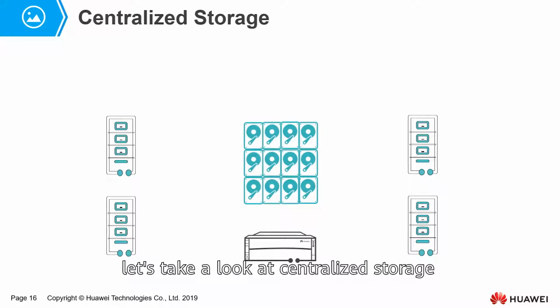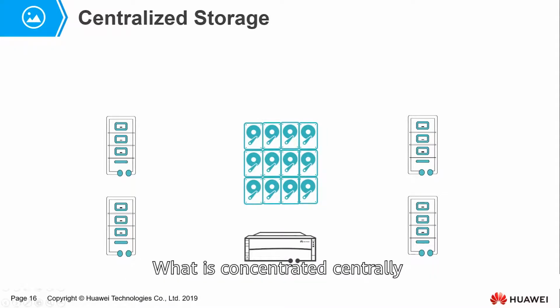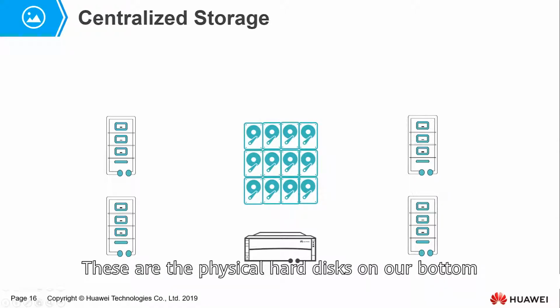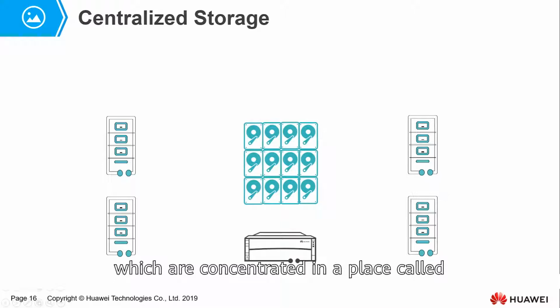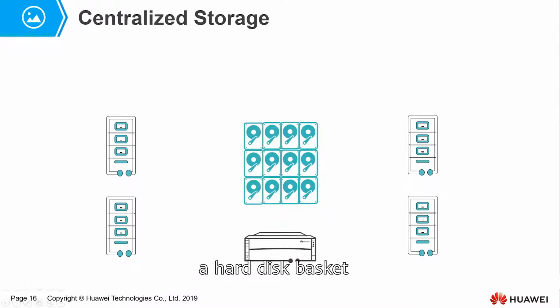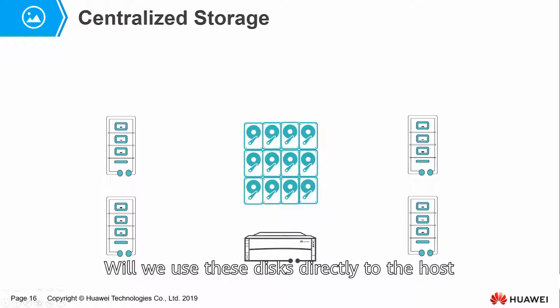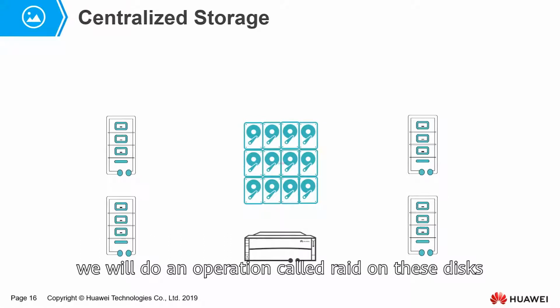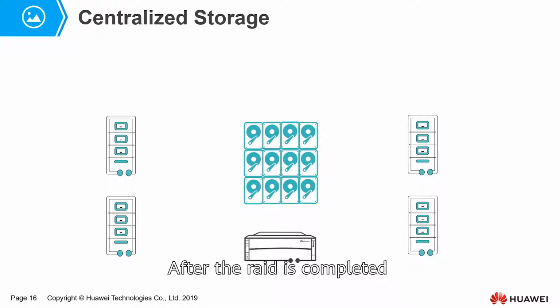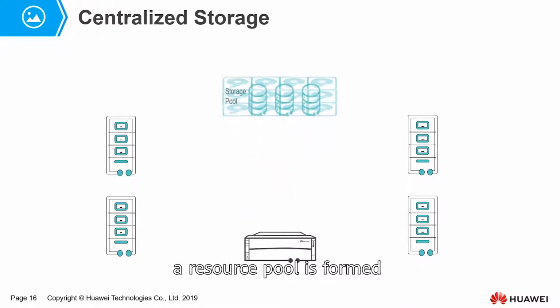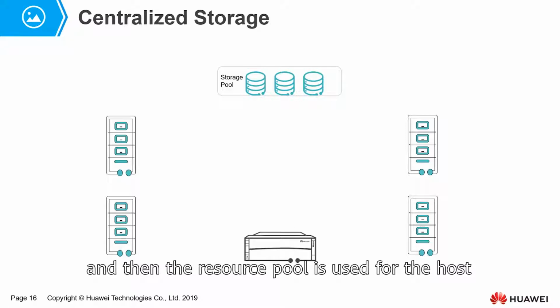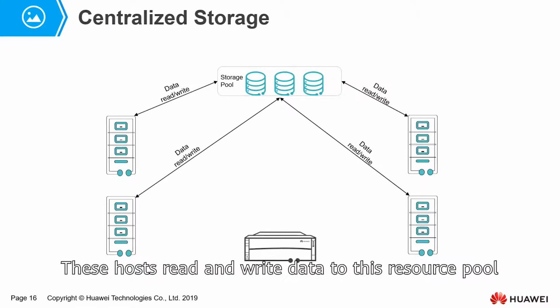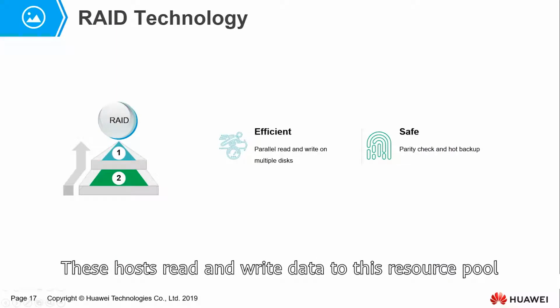First, let's take a look at centralized storage. What is concentrated centrally? These are the physical hard disks at the bottom, which are concentrated in a place called a hard disk enclosure, where we use these disks directly for the host. Actually not. First, we will do an operation called RAID on these disks. After the RAID is completed, a resource pool is formed, and then the resource pool is used for the host, and the host reads and writes data to this resource pool.